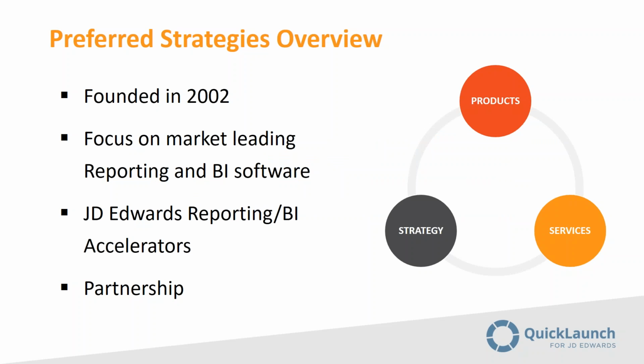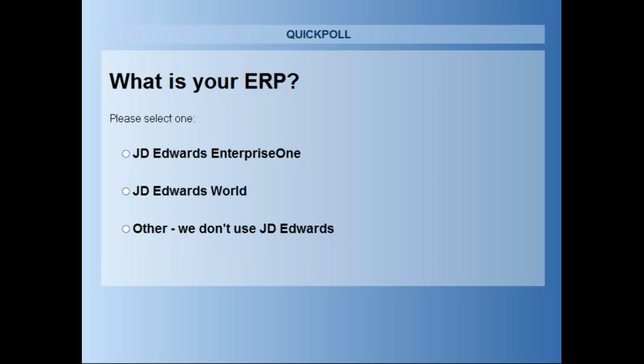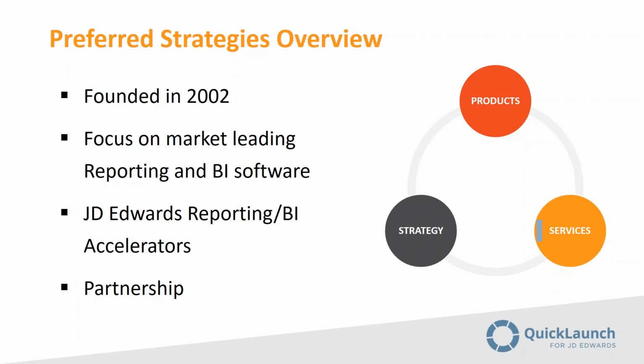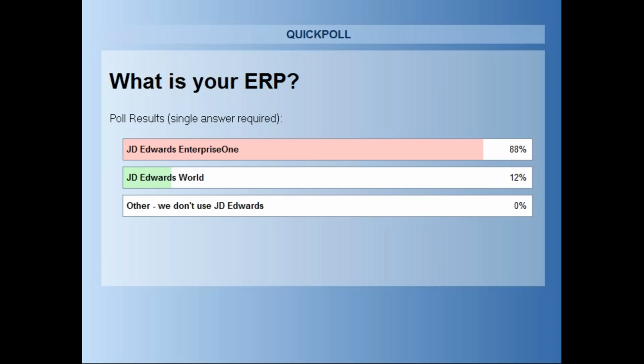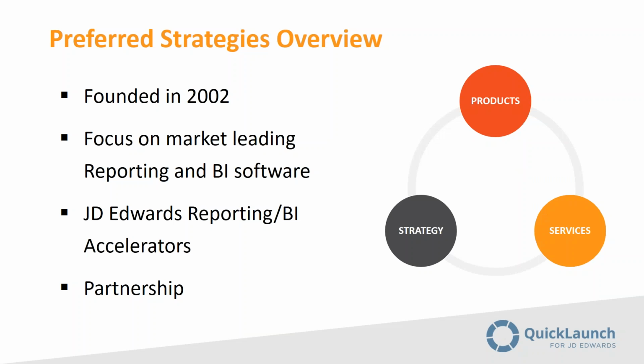What's your ERP? Let's see who's in the audience. Are we running more Enterprise One, World, or maybe not even JD Edwards? Go ahead, we'll keep this open for another 20 seconds. Okay, so I'm going to close that and share those results. This seems to be a pretty heavy audience on the Enterprise One side, which doesn't surprise me. And we are almost there.